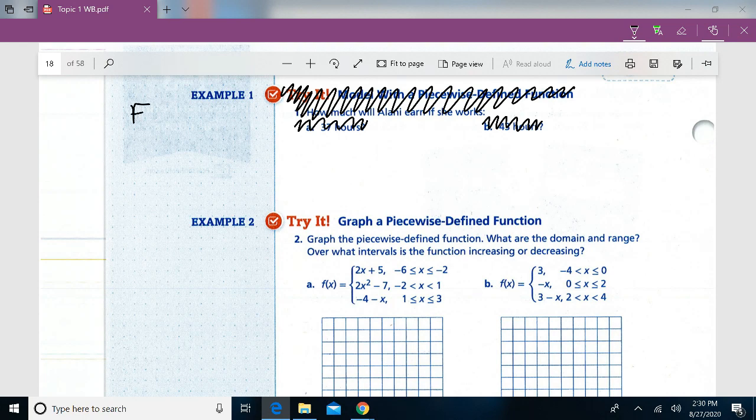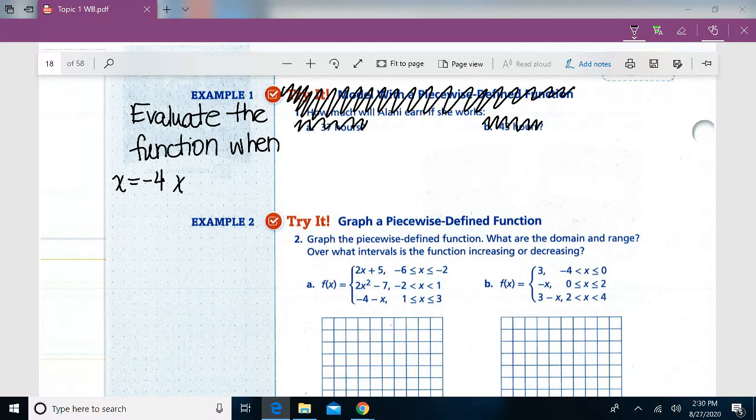So instead of that, what I'm going to ask you to do in example 1 is evaluate the function. And we're going to do 3 different things. I want you to evaluate the function when x equals -4, when x equals 0, and when x equals... actually, not 5. Let's make it 6, when x equals 6.